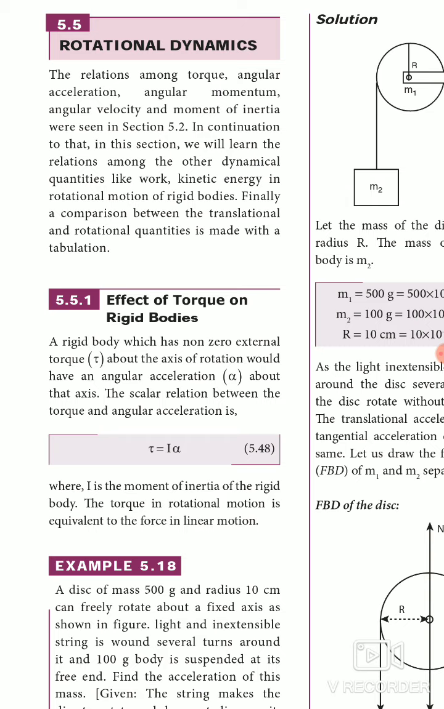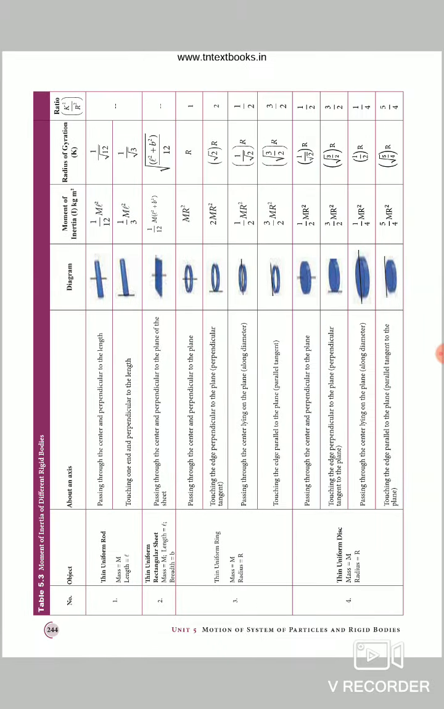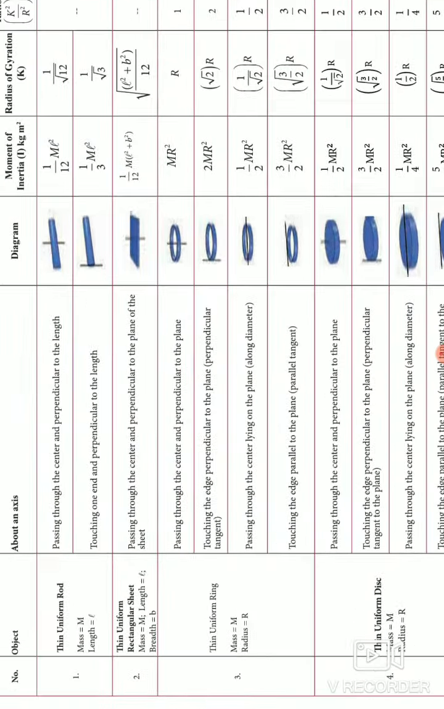Effect of torque on a rigid body: a rigid body which has non-zero external torque tau about the axis of rotation would have an angular acceleration alpha. So tau equal to I alpha, where I is the moment of inertia of the rigid body. The torque in rotational motion is equal to the force in linear motion. And this tabulation is the moment of inertia for different rigid bodies.